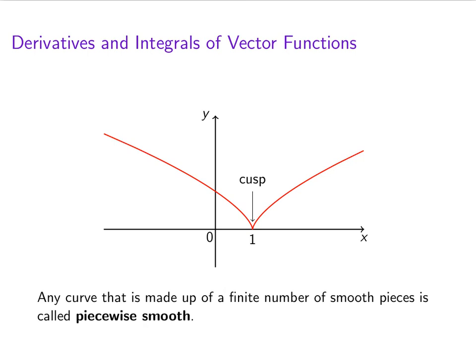Any curve that's made up of a finite number of smooth pieces is called piecewise smooth. So this semi-cubical parabola is, in fact, piecewise smooth. We'll be using that term later on in the class.